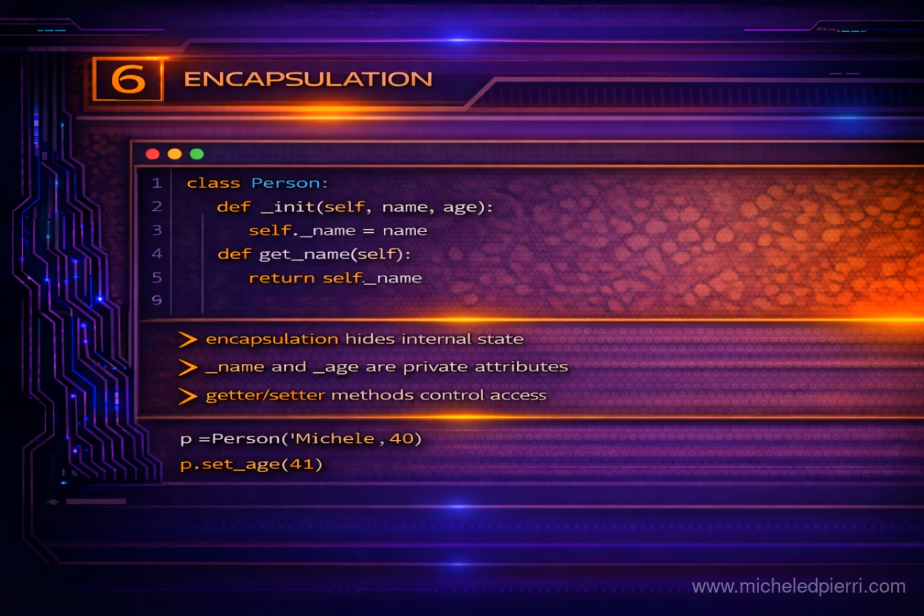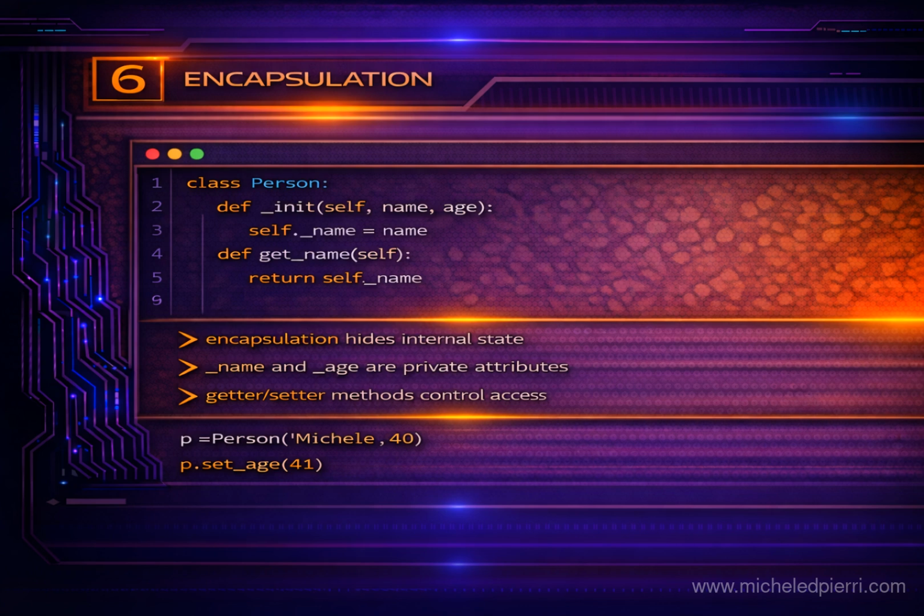Encapsulation is the idea that an object should protect its internal state and expose a controlled interface to the outside world. In practice, this means you do not want random parts of your program to freely change important attributes in ways that break your assumptions. Instead, the class decides how its data can be read or modified. This becomes valuable as soon as your objects represent real entities with rules. For example, an age should be a non-negative number, a name should be a non-empty string, and maybe a person cannot suddenly become younger if your application logic forbids it.